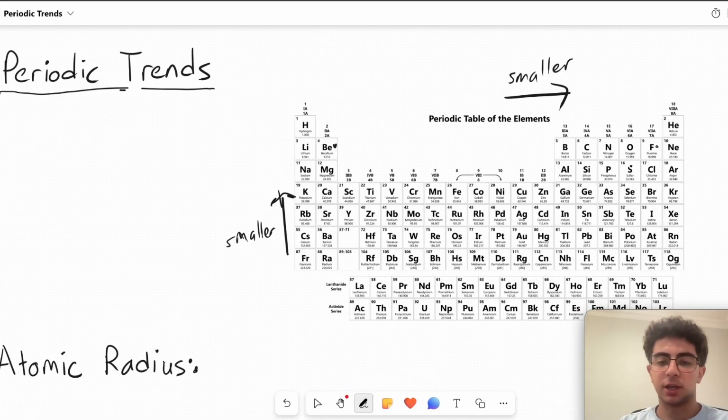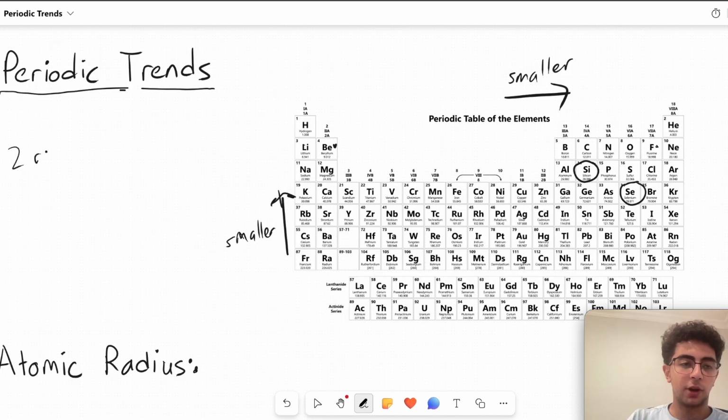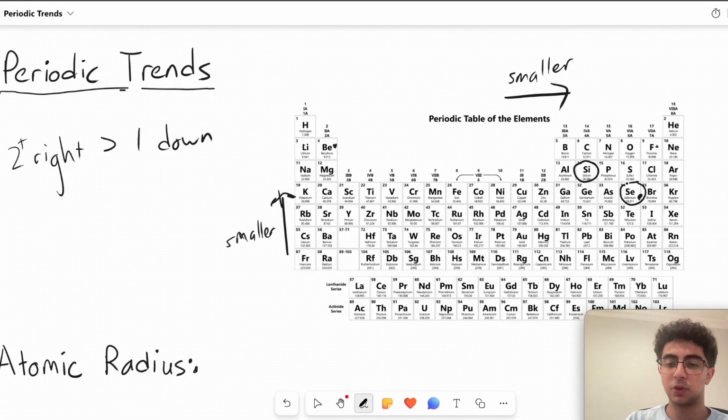One important thing I should add is, okay, let's compare Si to Se. Which one's bigger? Se has a whole new shell, so Se should be bigger, but Se also has 2 more protons. So how do I know which effect is bigger? The rule of thumb is generally that 2 or more to the right is going to have a bigger effect than 1 down. That's a general rule. So here I'm going 2 to the right and 1 down. So 2 to the right is going to have a bigger effect. So Se is smaller even though it's down.